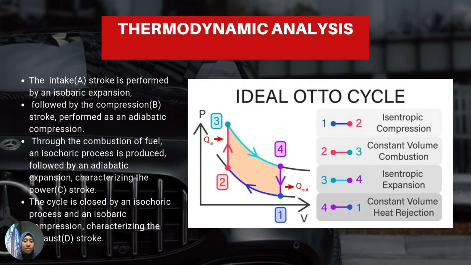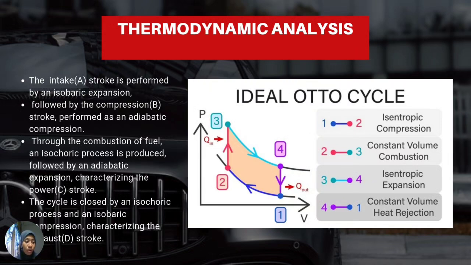This diagram shows the ideal Otto cycle, which at phase 1 to 2 is an isentropic compression. From 2 to 3 is a constant volume heat transfer, which is Q in. Phase 3 to 4 is isentropic expansion, and the last one, from 4 to 1, is a constant volume heat rejection, which is Q out.